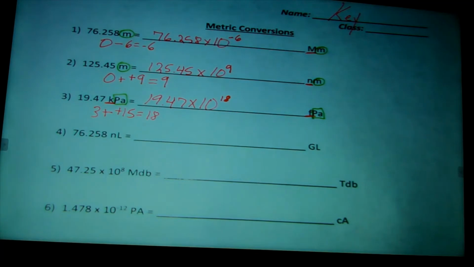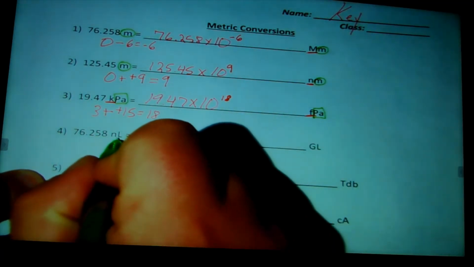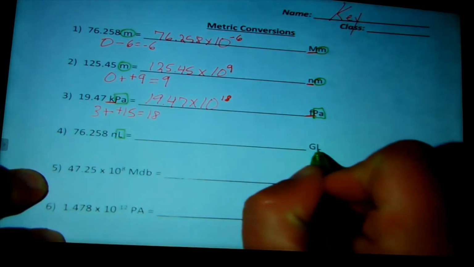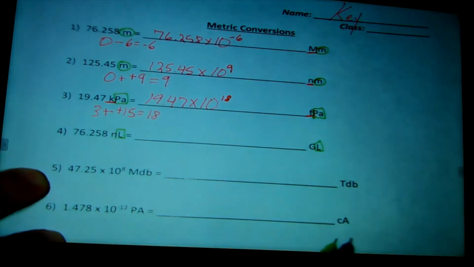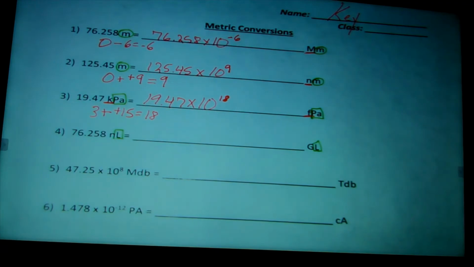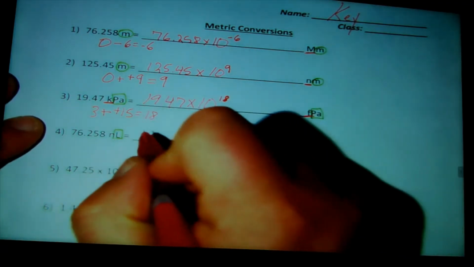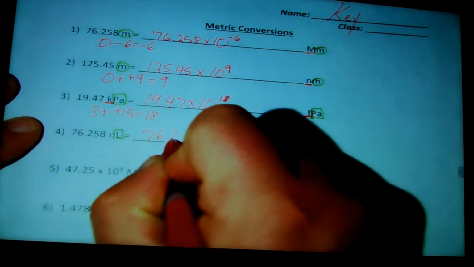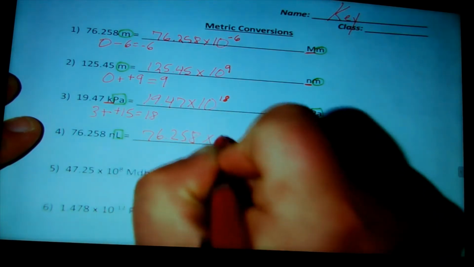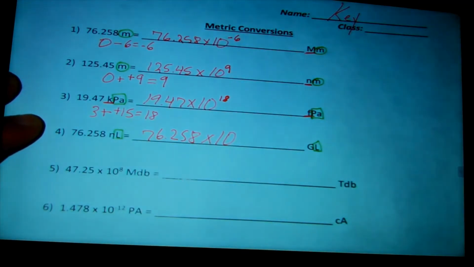And let's look at number 4. Number 4, I'm going to speed it up a little bit. Hopefully you can see liters. And liters are our base units. So in this case, we're going from nanometers. So let's write the number down, 76.258 times 10 to something another.